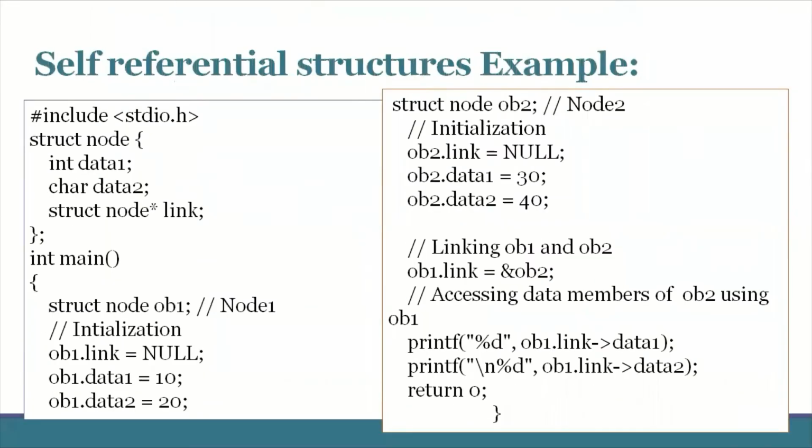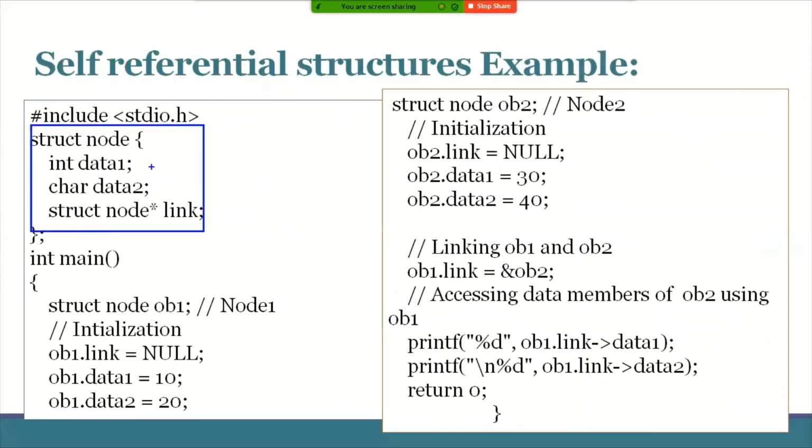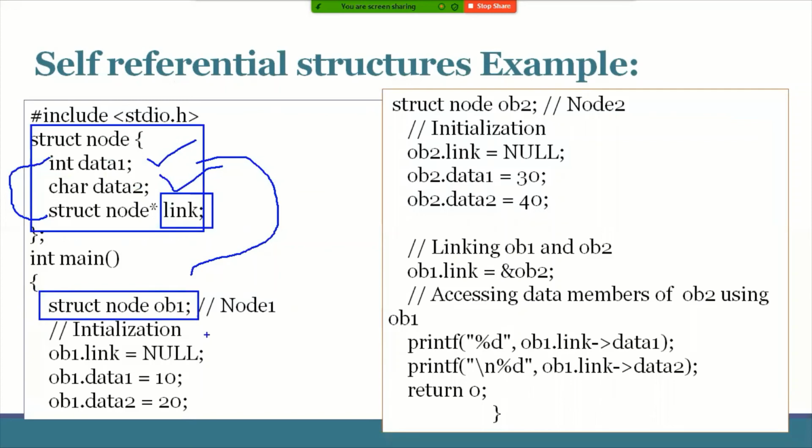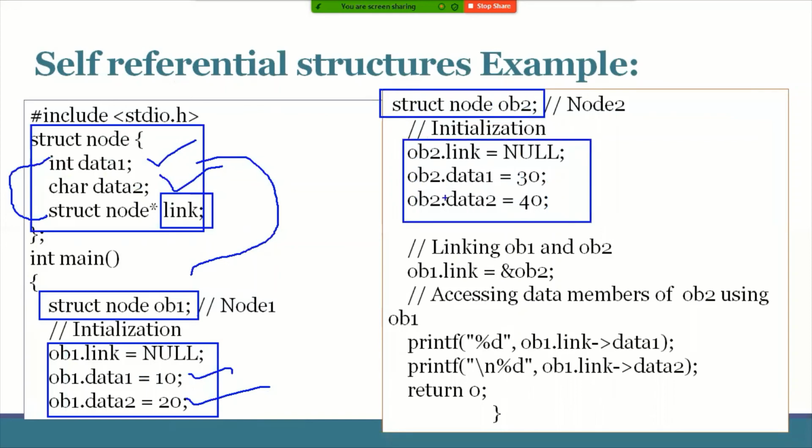A self-referential structure you can understand with the help of this program. That is, a struct node contains three fields. One is integer, another one is data, character type, and a link field, a pointer variable of the same struct node type. For this structure, two objects are created. Object 1 is created, and object 1 link is null, and the data is 10, and this 20 is character type, for example. And another object is created, object 2 is also initialized with object 2 link null, and object 2 data 30, object 2 data 40. In this case, let me explain with a diagram.